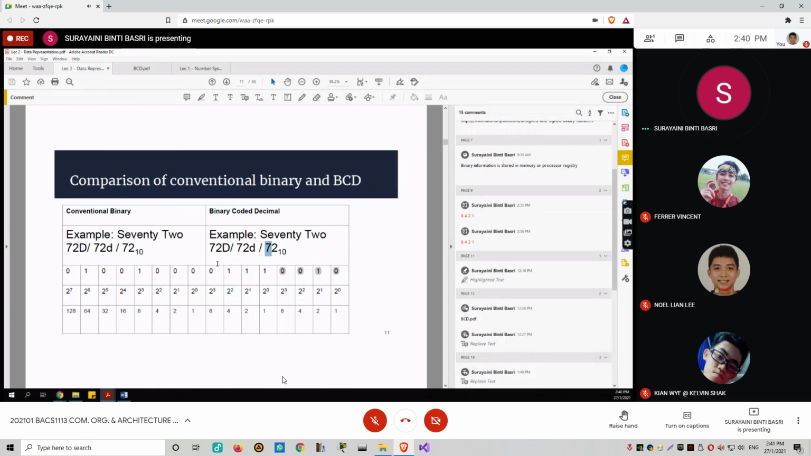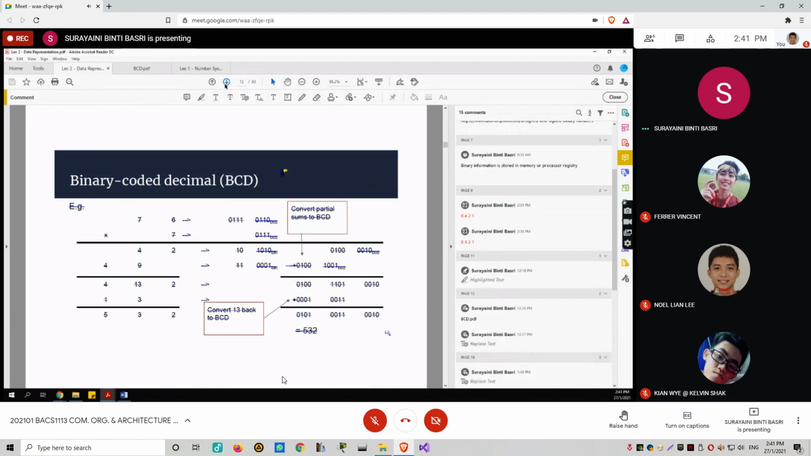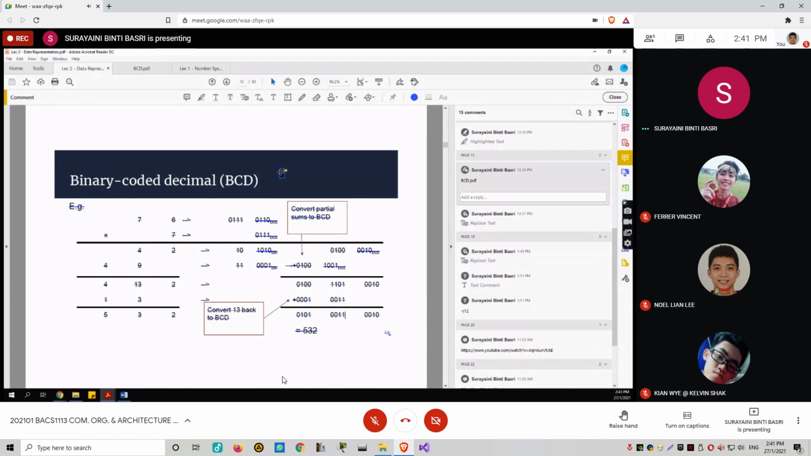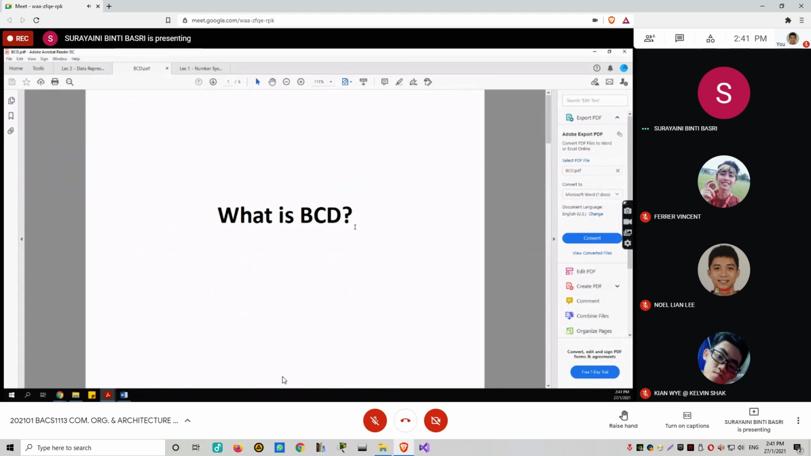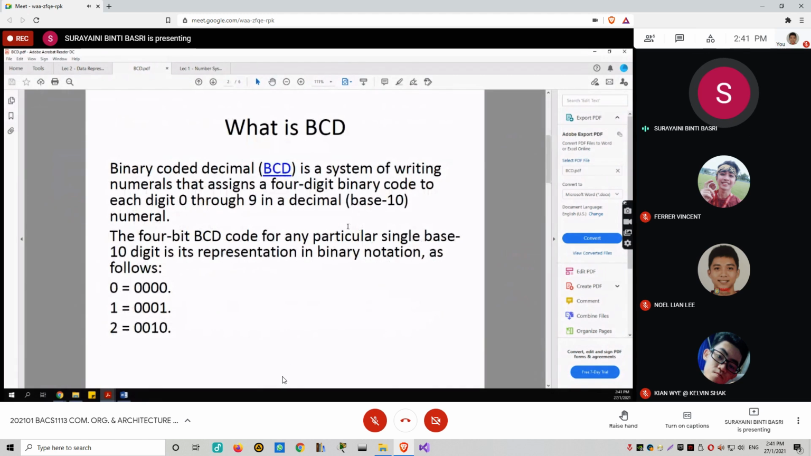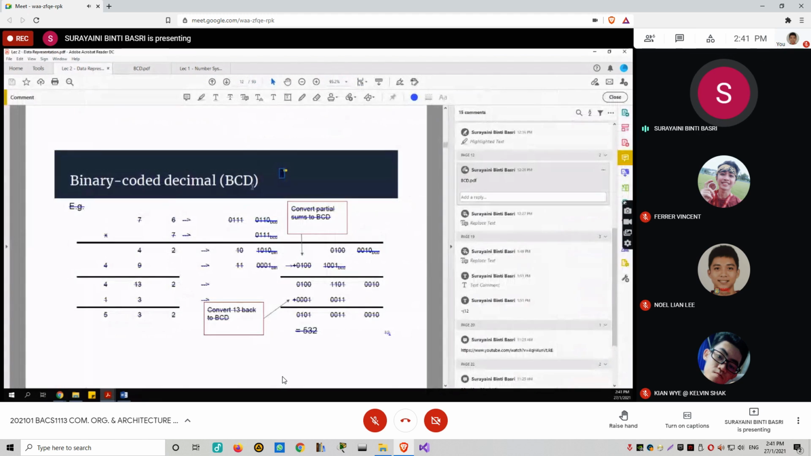Okay, so this is how binary coded decimal differs from the conventional way of converting an unsigned number. For this one, because I think the calculation here is a little bit complicated, I prepared another example, which is this. So this is actually more in details about BCD.